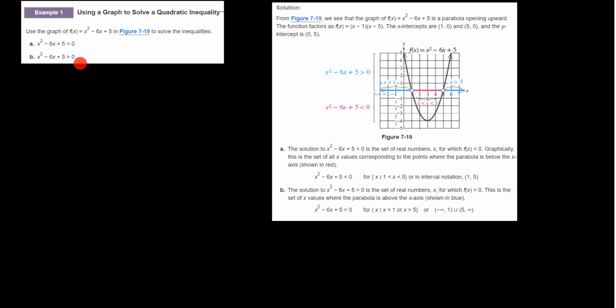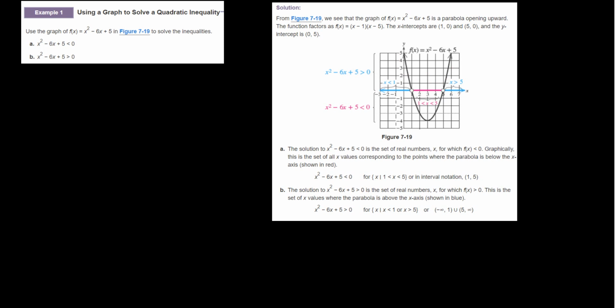Where are we greater than 0? Well, we're greater than 0 everywhere above it, right? So again, look at this. This is our graph, the black line here. Where are we above that x-axis? It looks like from 1 all the way down to negative infinity, and from positive 5 all the way up to infinity.